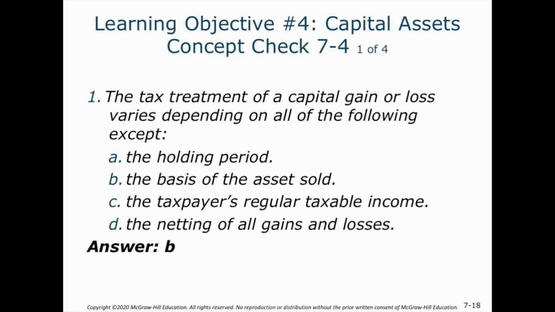Let's take a look at our concept check. Concept check 1, the tax treatment of a capital gain or loss varies depending on all the following except for A, the holding period, B, the basis of the asset sold, C, the taxpayer's regular taxable income, and D, the netting of all gains and losses. Here, the answer is going to be B, the basis of the asset sold. The basis will be that adjusted basis and help determine the gain or loss, but it will not be determining whether or not the tax treatment is going to be applied.